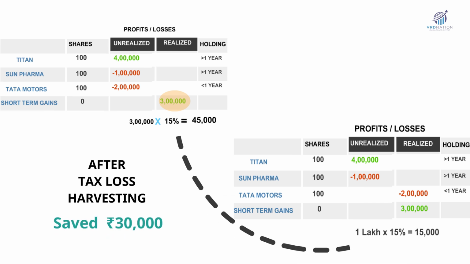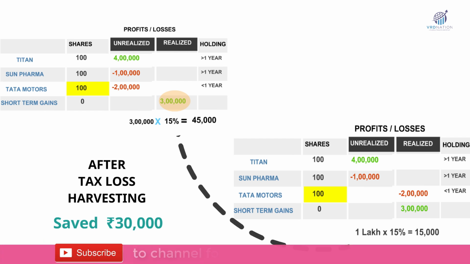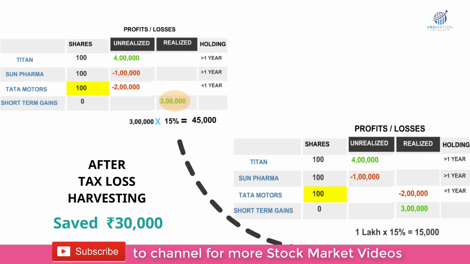And as far as your portfolio is concerned, nothing has changed. You had 100 shares of Tata Motors earlier and you have the 100 shares of Tata Motors now. Absolutely nothing has changed. What we just did is called tax loss harvesting, meaning that booking a loss in the same financial year in order to bring down the tax liabilities. Does it make sense? I know it sounds a little tricky, but just watch the example one more time if you're confused and it will make sense.